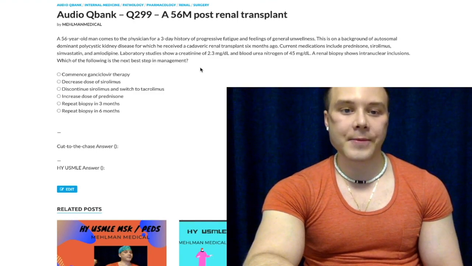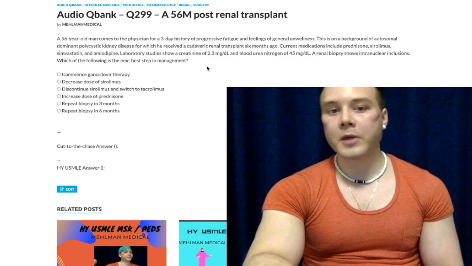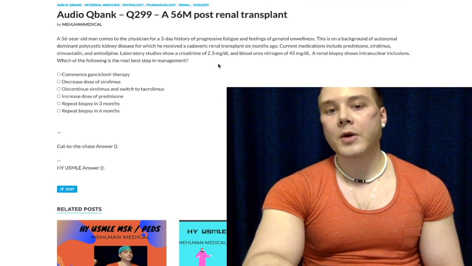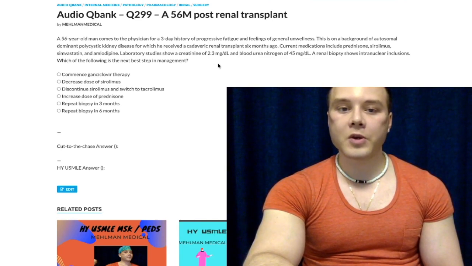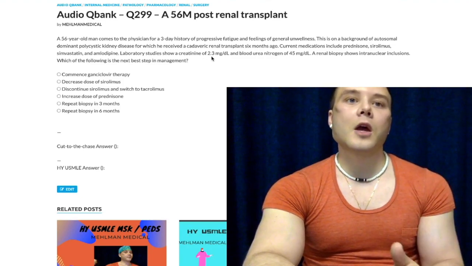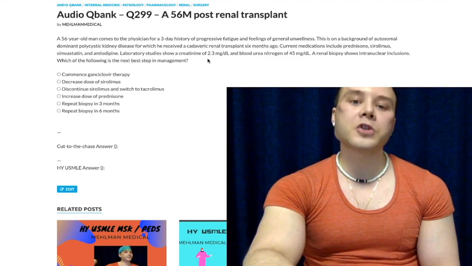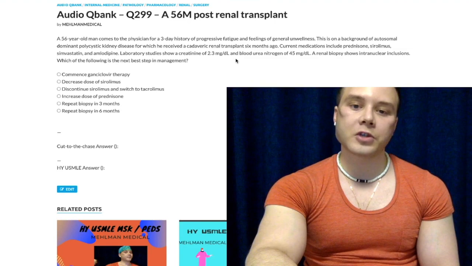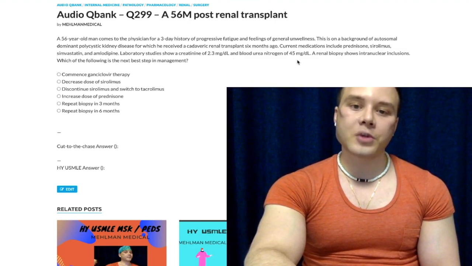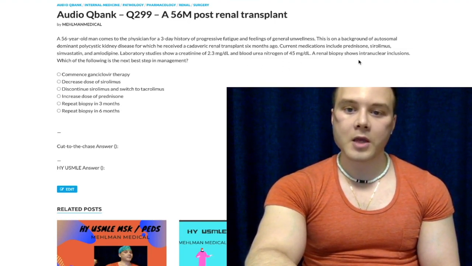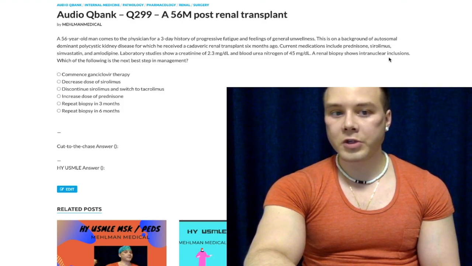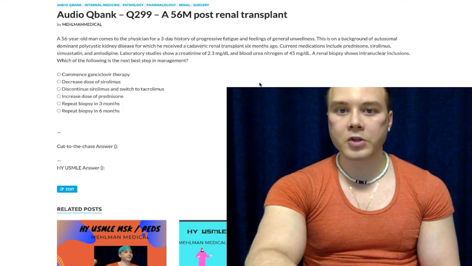USMLE really likes that. Creatinine, normal range should be 0.7 to 1.2 roughly. You've lost about 90% of your nephron function when you've reached a creatinine of 2. So to have a creatinine of 2.3 here really illustrates the decline in the patient's renal function. BUN 45, it should be generally under 20. Okay? Renal biopsy shows intranuclear inclusions. I will come back to this in a moment. So let's just quickly go through our answer choices, give you some high yield value.